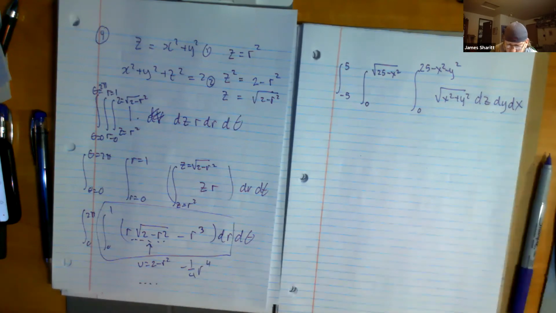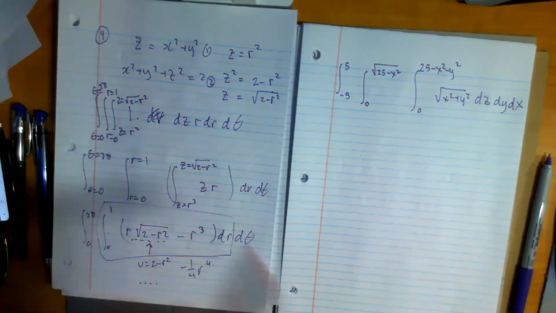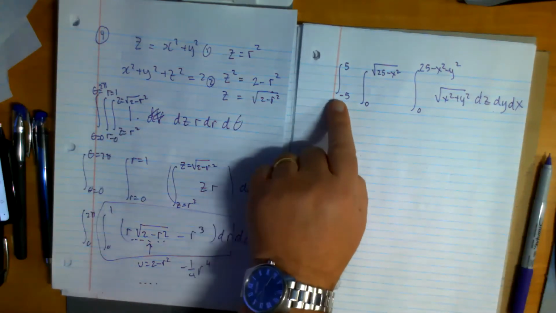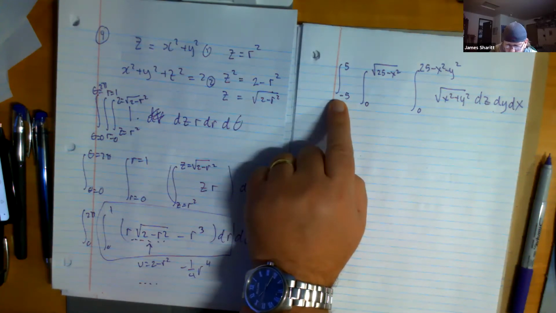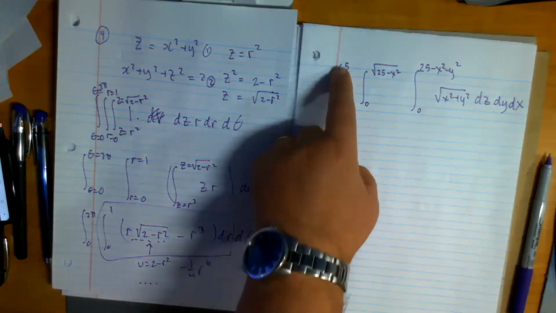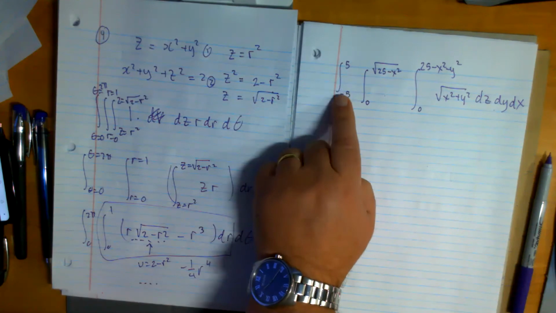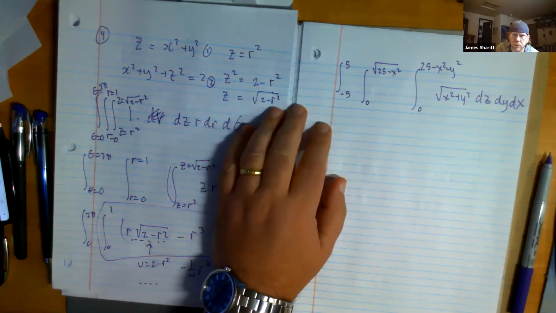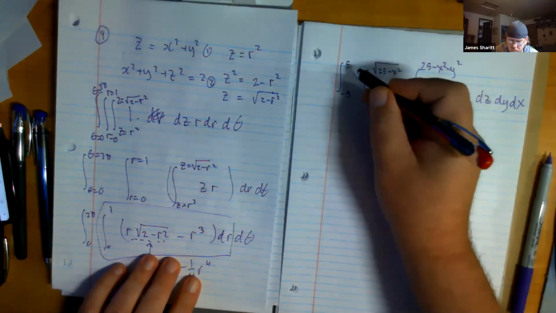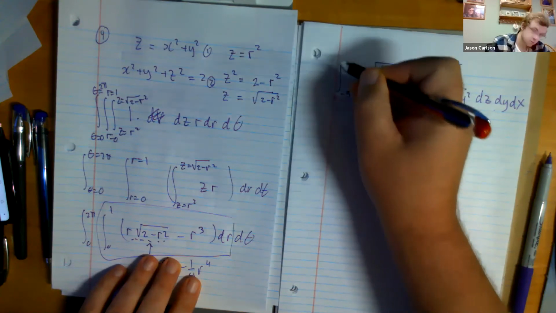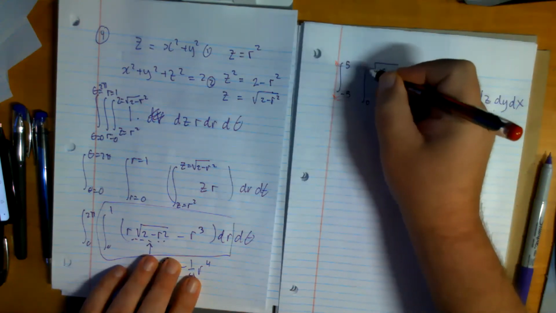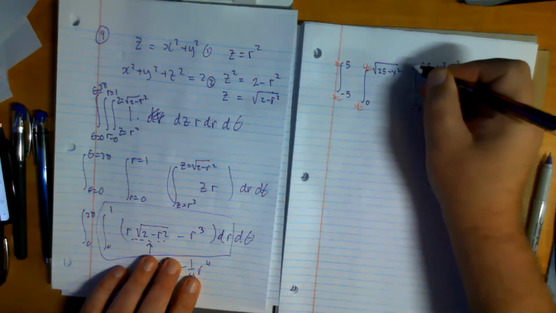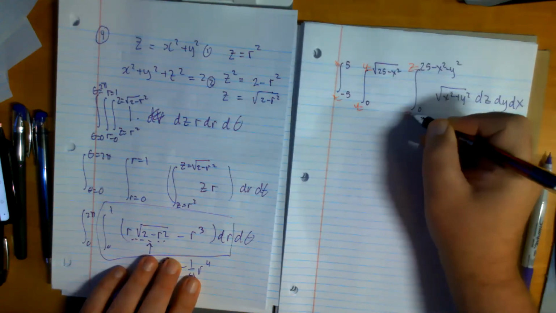Right. Basically the same idea as the last one, obviously with some changes. What are negative 5 and 5? Which variable is associated with this last integral? x. Would you agree then that y is this one and z is this one, right?